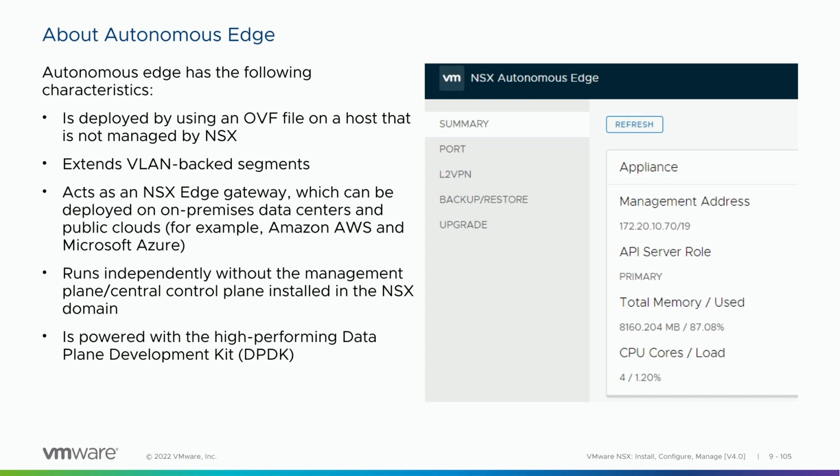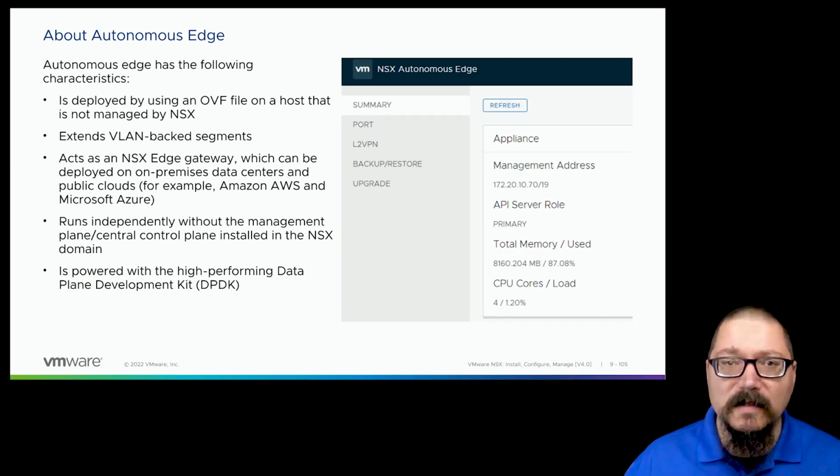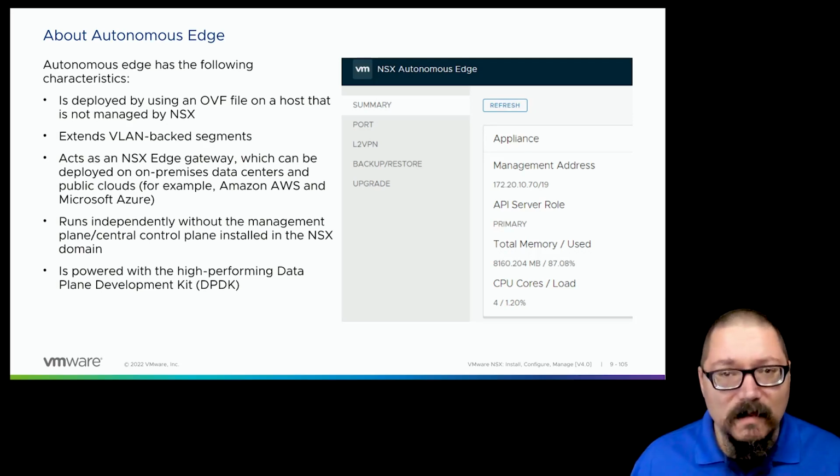Now, that's okay, right? The autonomous edge gives us flexibility for both vSphere and non-vSphere locations. For example, AWS or Azure. We can deploy an autonomous edge and VPN out to, or provide a layer 2 VPN out to those public cloud tenancies. So we've got some flexibility here that we may not see on the surface, thinking, oh well, this has to be an NSX client. It's not quite as restrictive as it may sound.